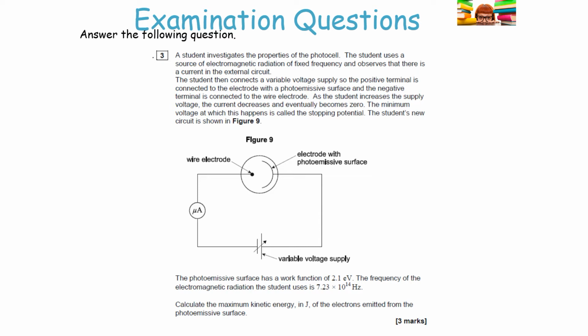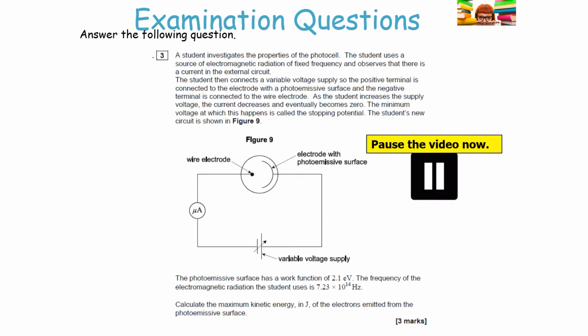Now the photoemissive surface has a work function of 2.1 eV. The frequency of radiation the student uses is 7.23 times 10 to the 14 Hertz. So calculate the maximum kinetic energy in joules of the electrons emitted from the photoemissive surface. So pause the video now, then unpause the video when you want to go through the answers.